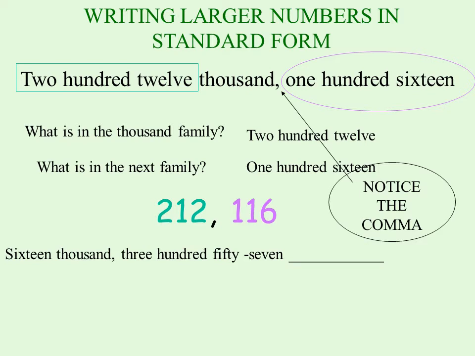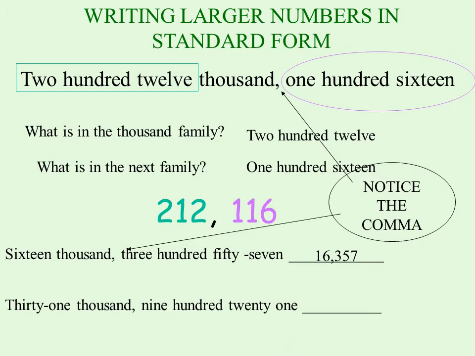There is another number, 16,357. As we said, we write 16, then put the comma, then write 357. Another example, 31,921. So we write first 31, then put the comma, then 921.